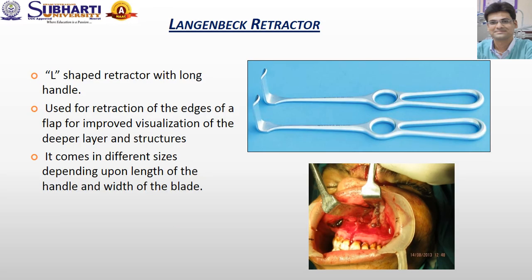Langenbeck retractor is an L-shaped retractor with a long handle. It is used for retraction of edges of the flap for improved visualization of deeper layers and structures. This L-shaped retractor has a ring in which the operator or assistant can place their finger to retract the soft tissue. It comes in different sizes depending upon the length of the handle and the width of the blade.